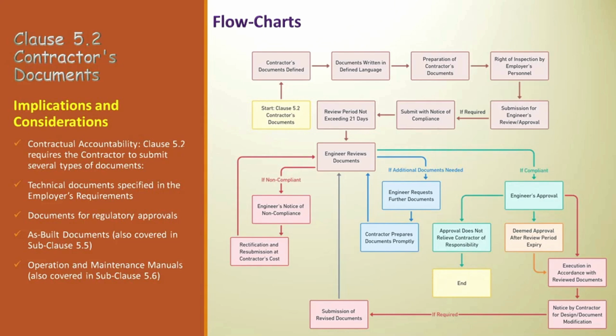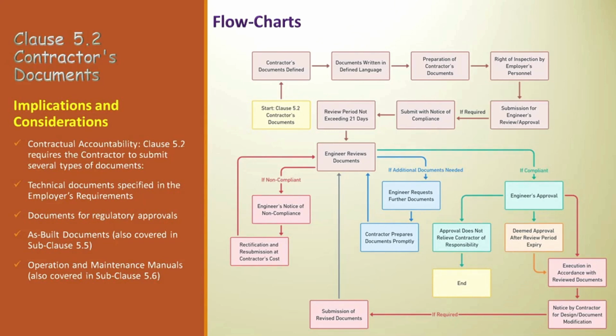The contractor's documents include all the technical documents that the employer has listed as requirements, as well as documents needed for legal approvals, as-built documents, and operation and maintenance manuals. Next is documents written in defined language. The contractor must write all these documents in the language that the contract specifies for communication, unless told otherwise.